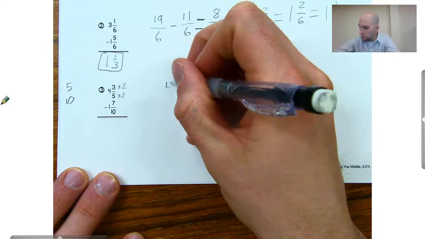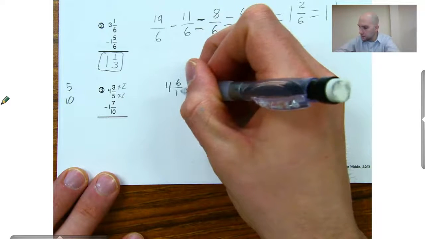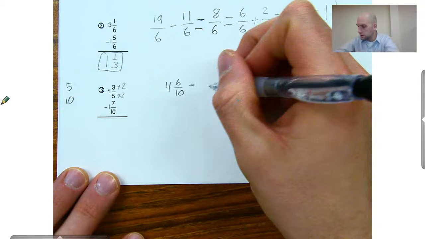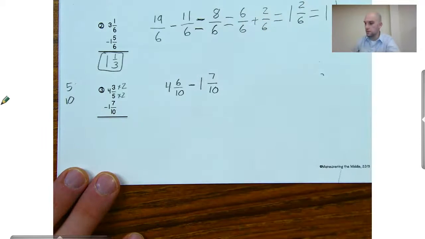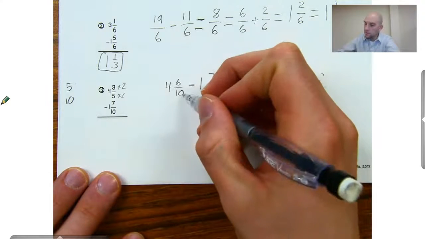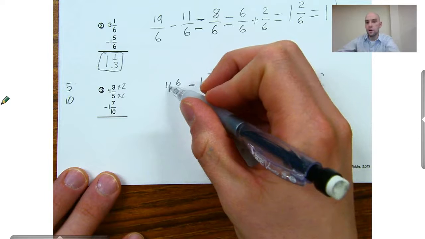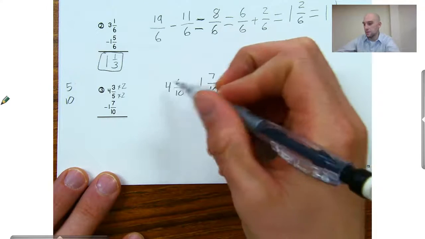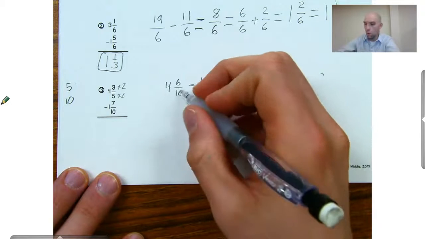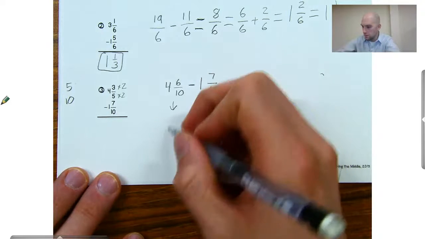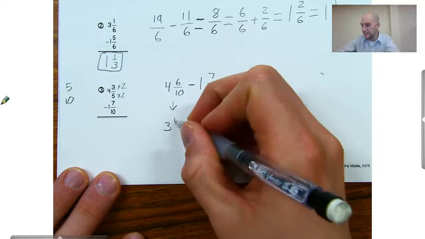So I really have 4 and 6/10 minus 1 and 7/10. Well, I can't subtract 7/10 from 6/10. So I'll need to turn one of these ones into 10/10 so that I have enough tenths to subtract. So my 4 and 6/10 will become 3 and 16/10.